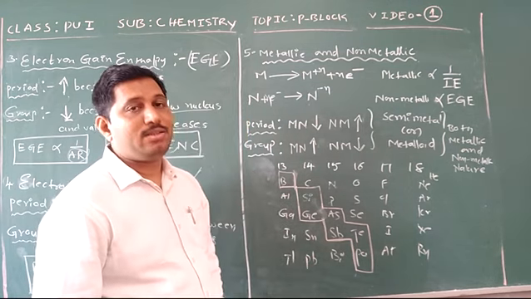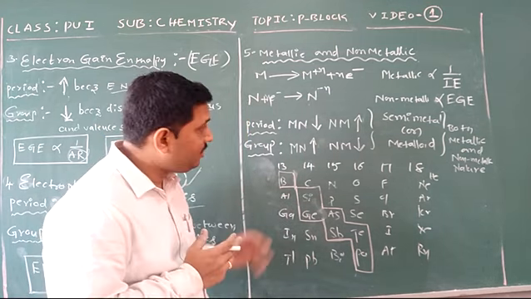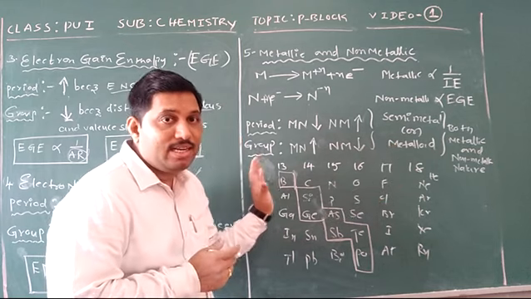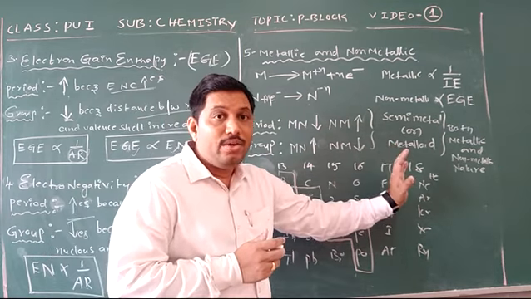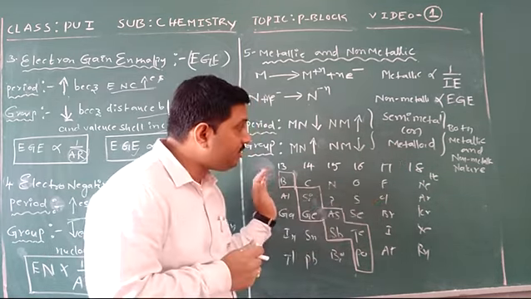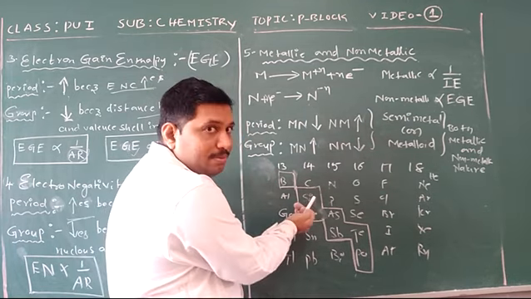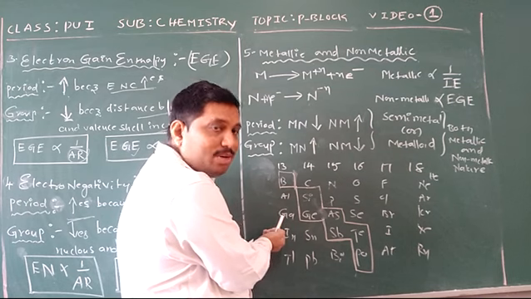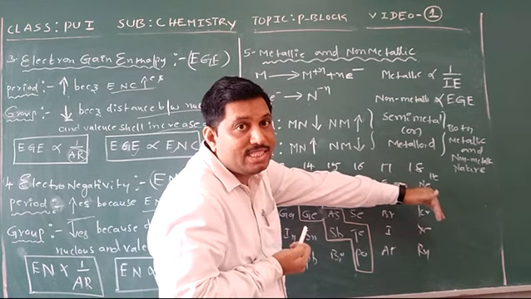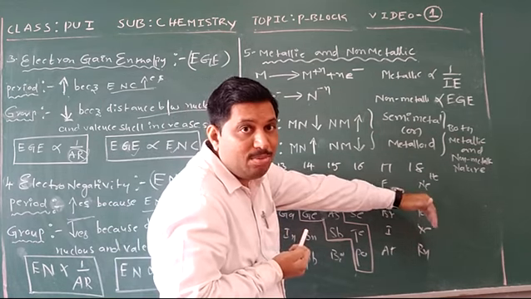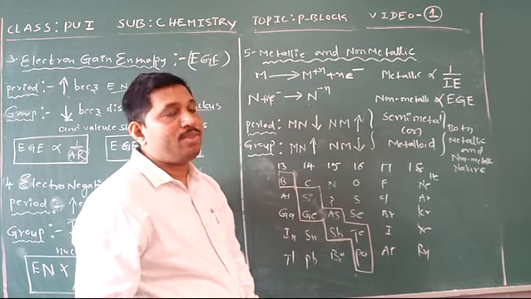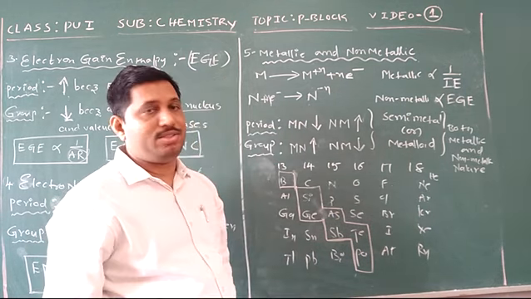Across the period of the p-block elements, metallic character decreases. Decrease means highest to lowest, whereas non-metallic character increases, that is lowest to highest. Therefore, the elements which are present on the extreme left side of the periodic table act as metals. The elements on the extreme right side of the p-block act as non-metals. Okay, students, like this in the p-block elements.